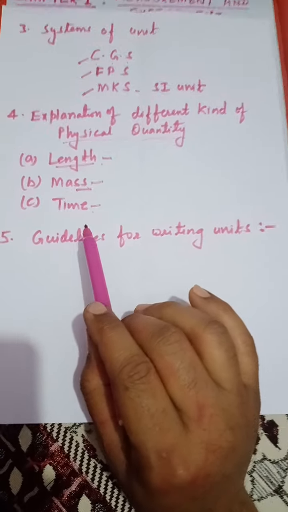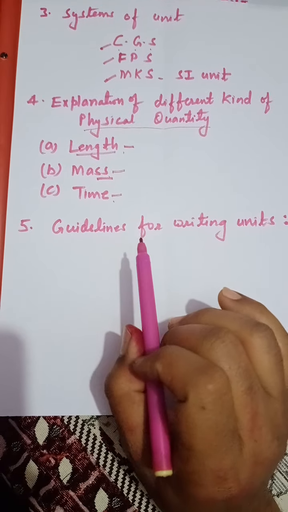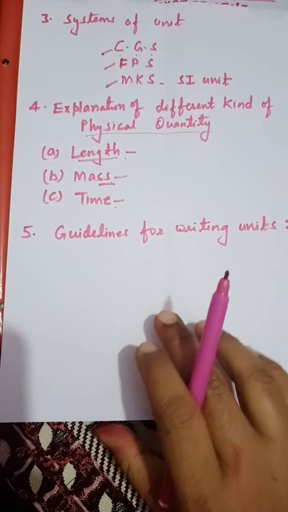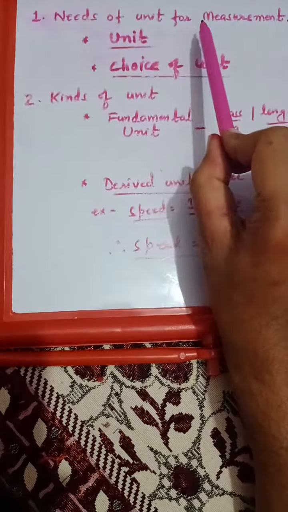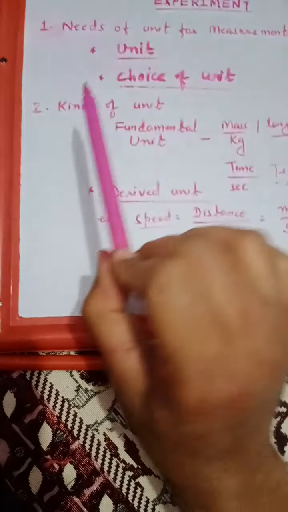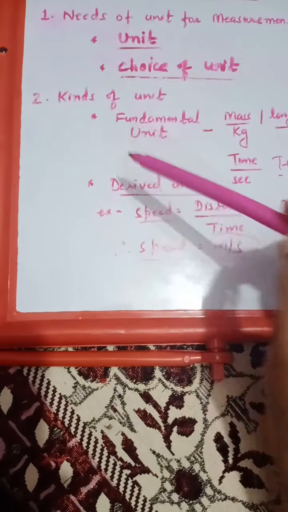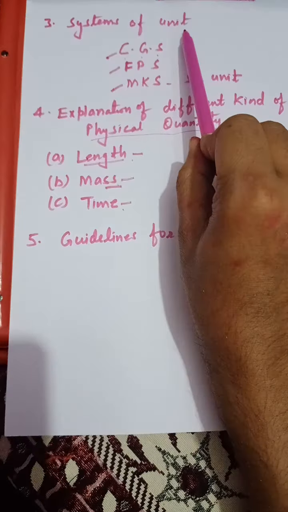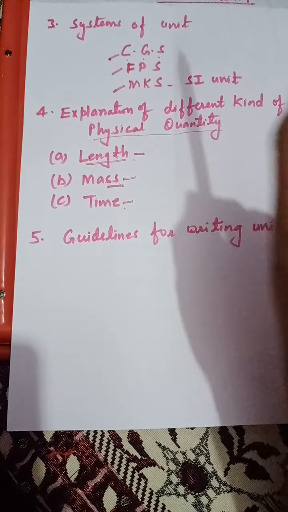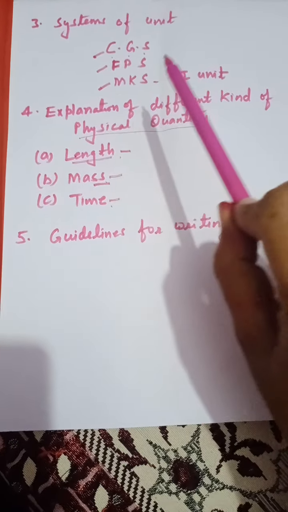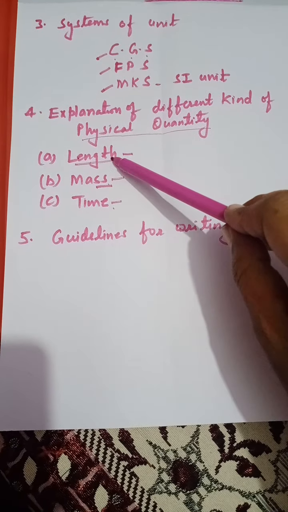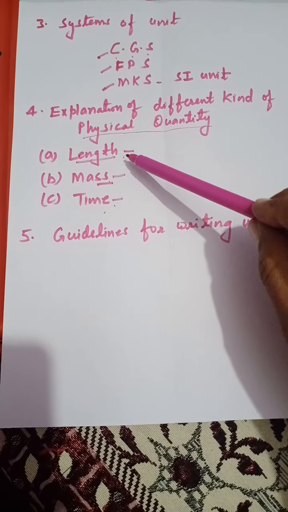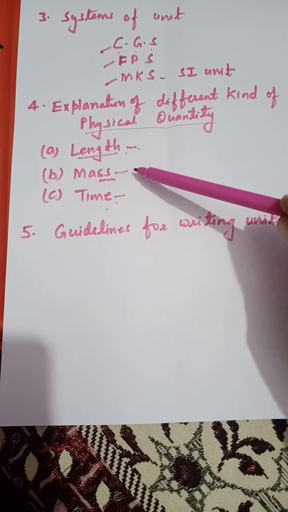So thus, with this we have completed some of the basic information about the unit. A small recap. First we have studied why we need a unit for measurement. Then we have studied what its kinds are. It has two kinds. Third we have studied the different systems of unit. Then in the fourth point we have studied the different physical quantities, basic quantities like length, mass and time, and what are its multiples and submultiple units.